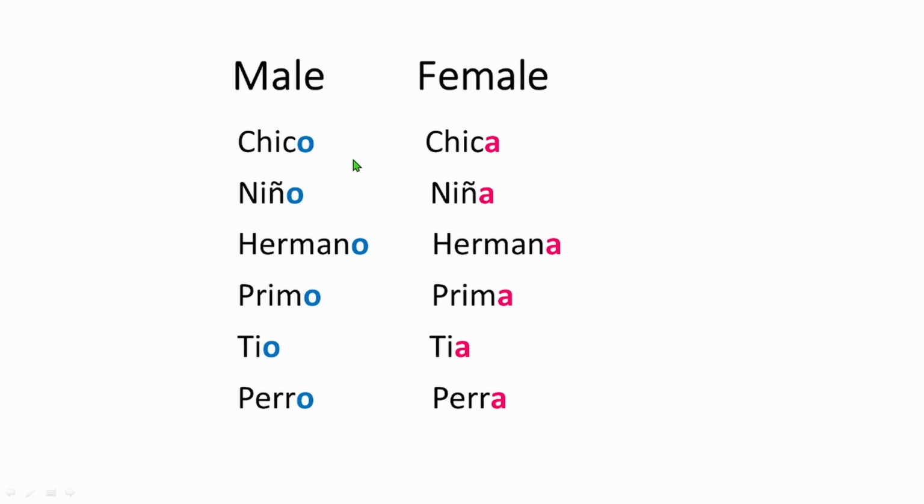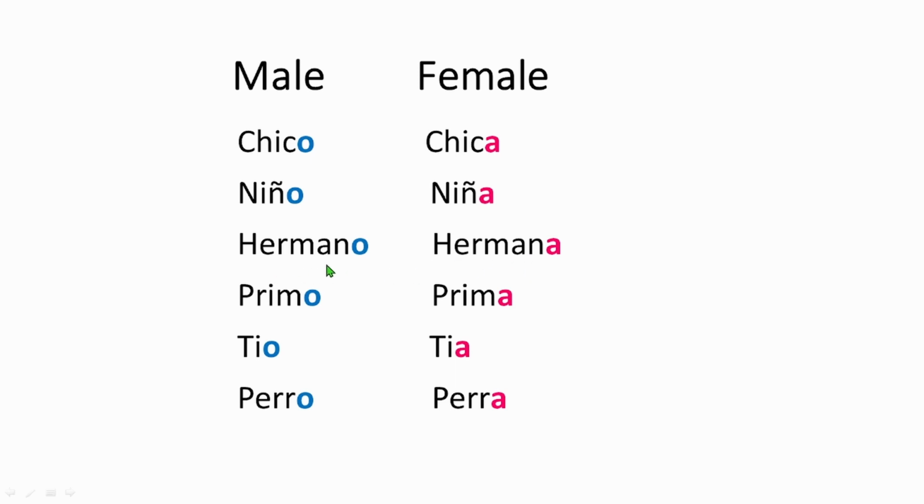So you've got here chico. Chico means boy, and we've got chica. Chica means girl. Chico and chica. You've got niño. Niño means little boy. We've got niña. Niña means little girl. And we've got hermano and hermana. Hermano is brother. Hermana is sister.